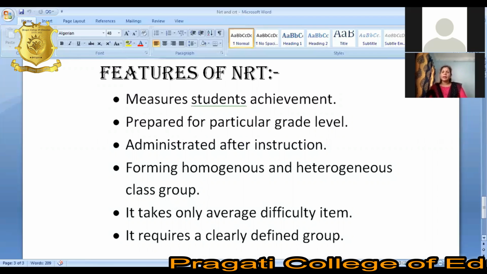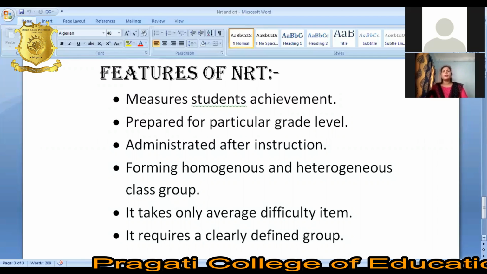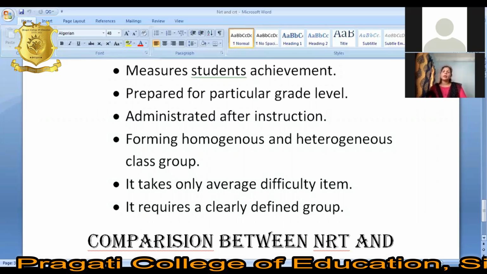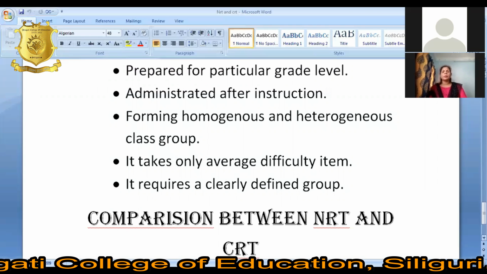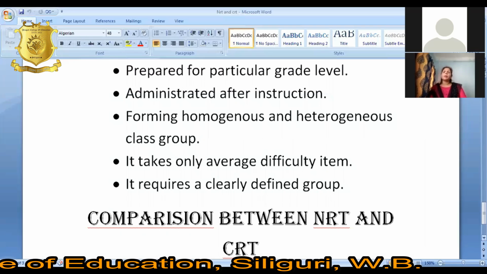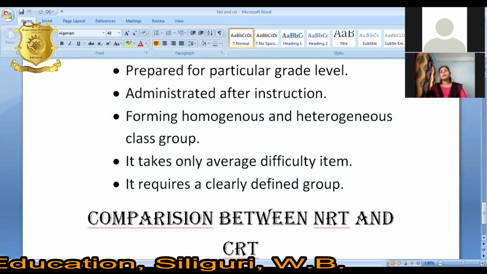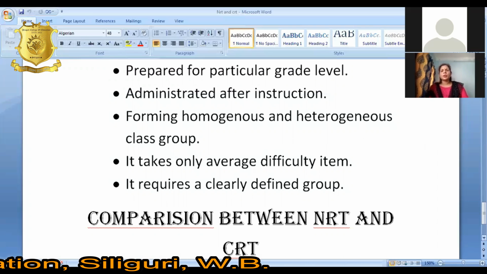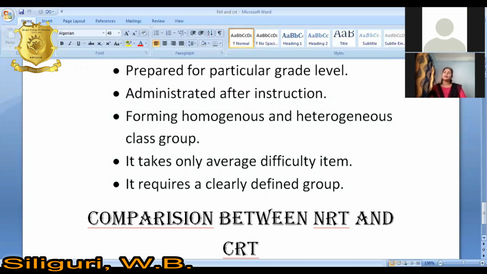The NRT takes only the average difficulty items and removes the 2 easy items and 2 difficult items. And it requires a clearly defined group, because to find the relative position of the students, a clearly defined group is required. These are the different characteristics or features of the NRT.